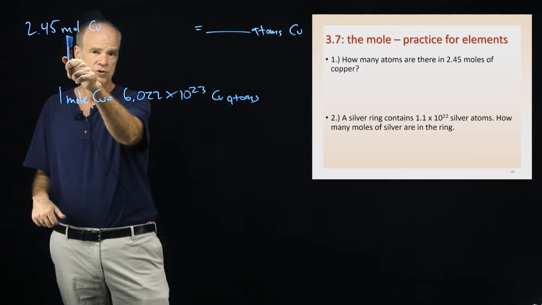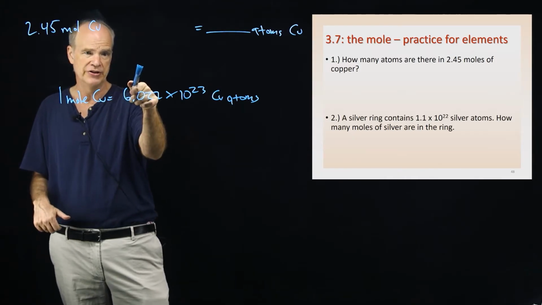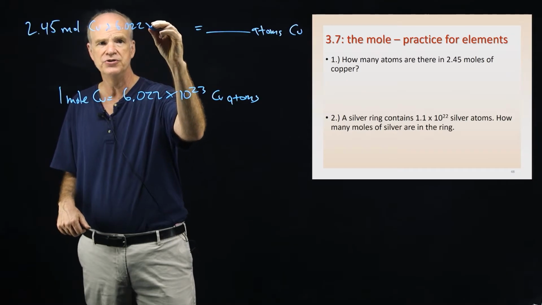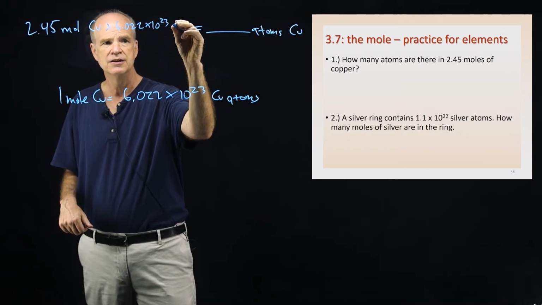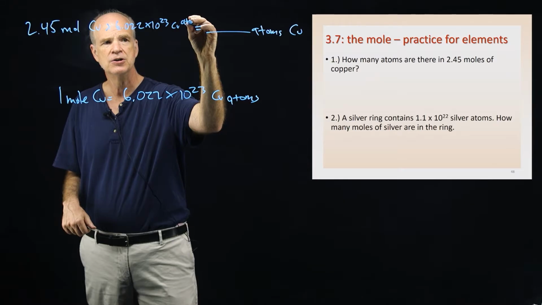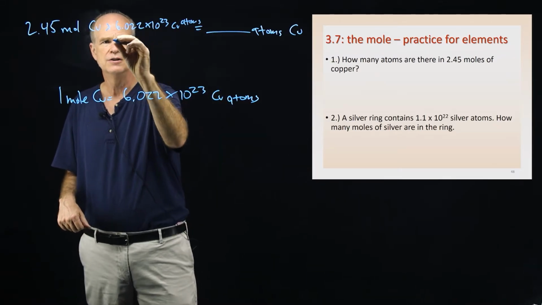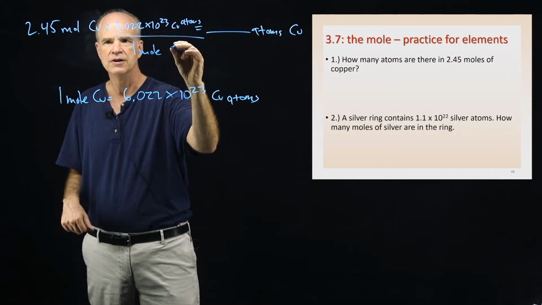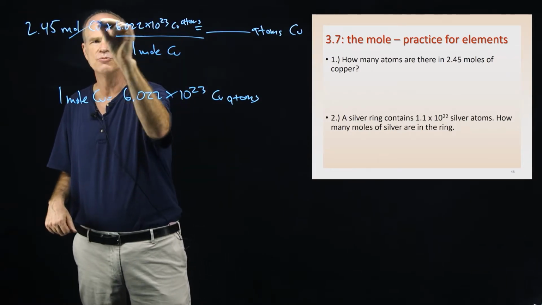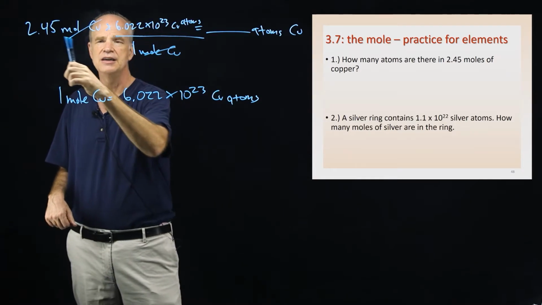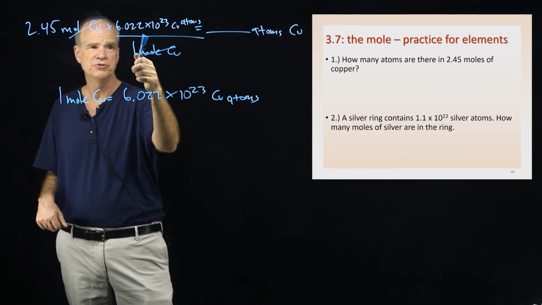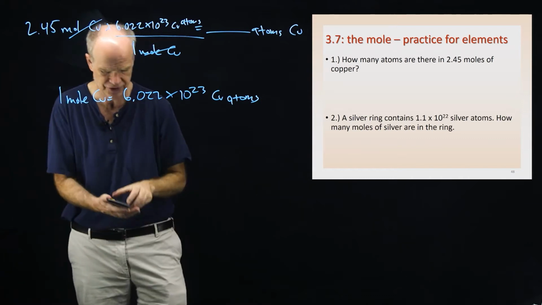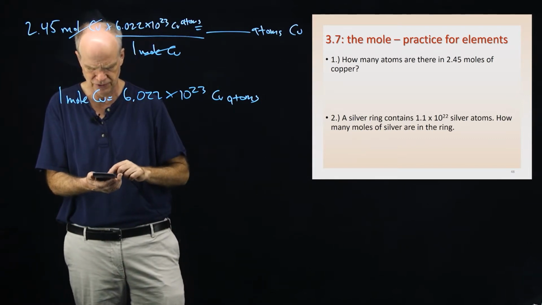I want moles in the numerator to cancel out with moles in the denominator here. So it's going to be times 6.022 times 10 to the 23 copper atoms over 1 mole of copper. So what you can see is moles cancel out. And if you take 2.45 times 6.022 times 10 to the 23, that should give you the number of atoms in 2.45 moles of copper. So let me work that out really quick. So it's 2.45.